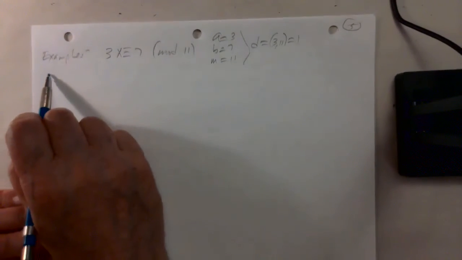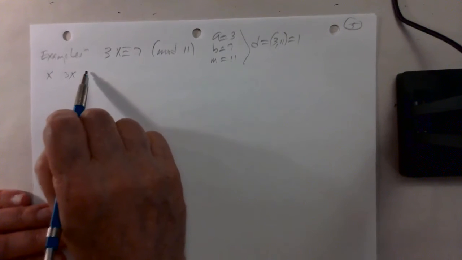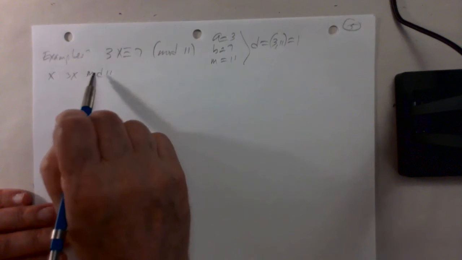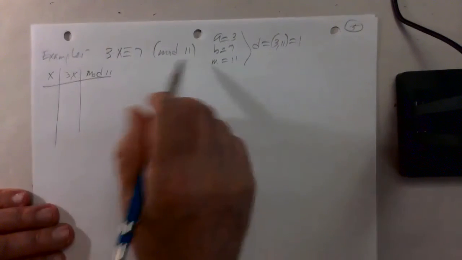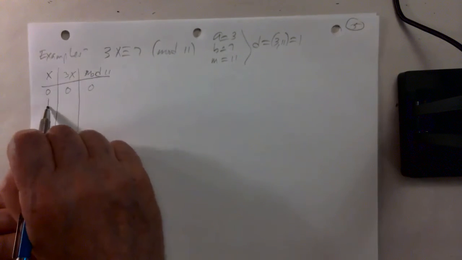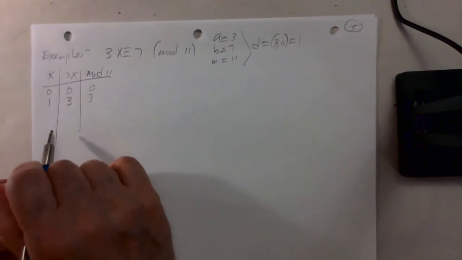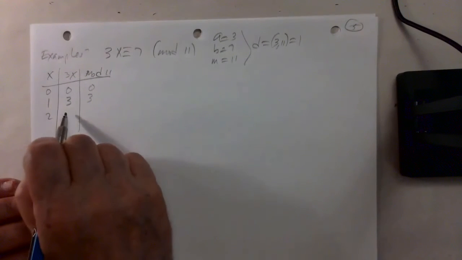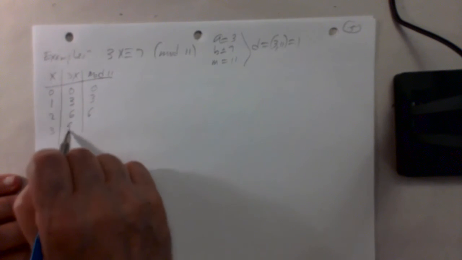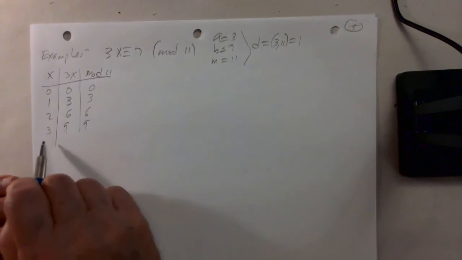Well, there are lots of ways to try to find it. You could do trial and error. So suppose we have x, 3x, and what 3x is congruent to mod 11. So if x is 0, 3x is 0, and 0 is 0 mod 11, not 7. If x is 1, this is 3, and this is 3. If x is 2, 3x is 6. If x is 3, 3x is 9, mod 11, that's also 9.